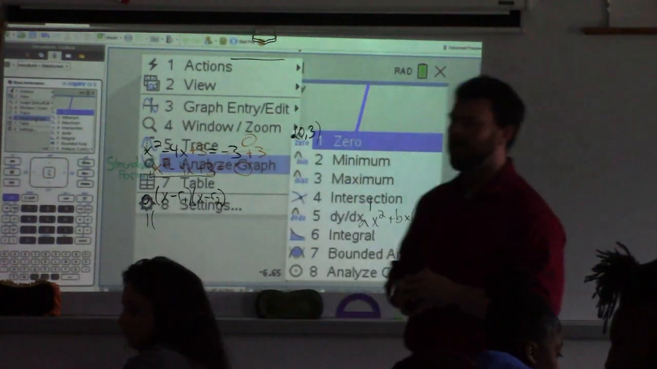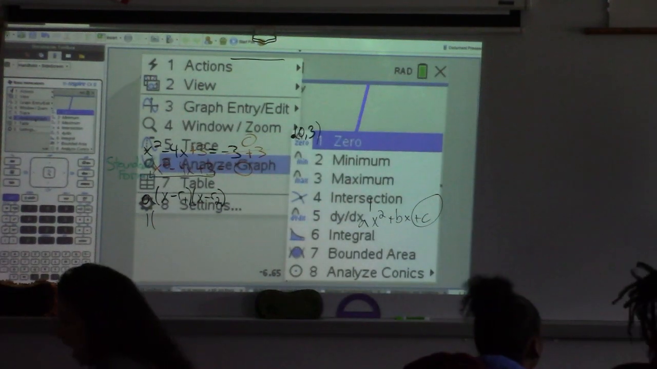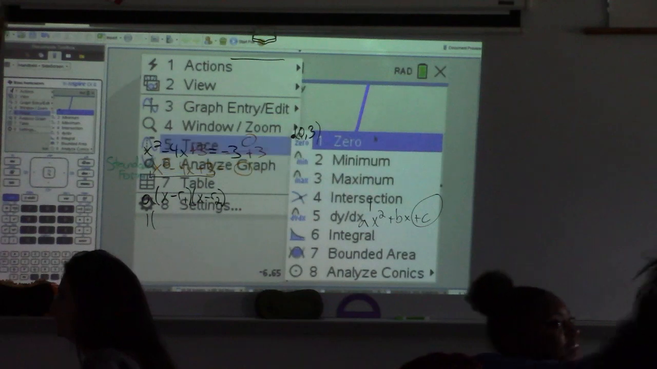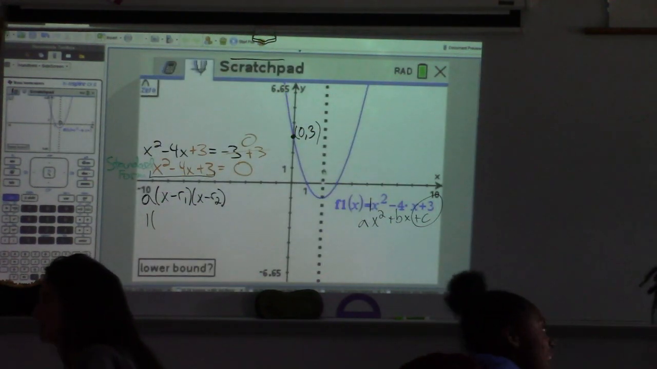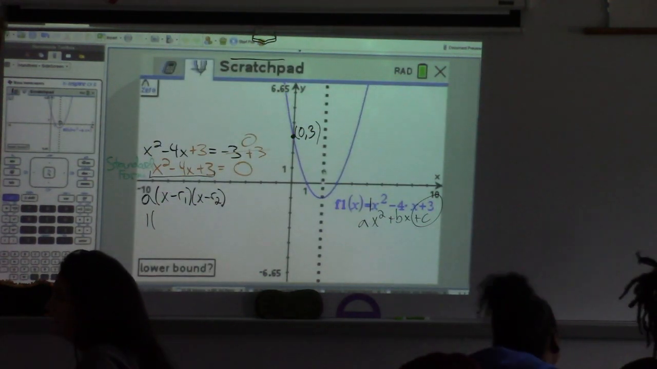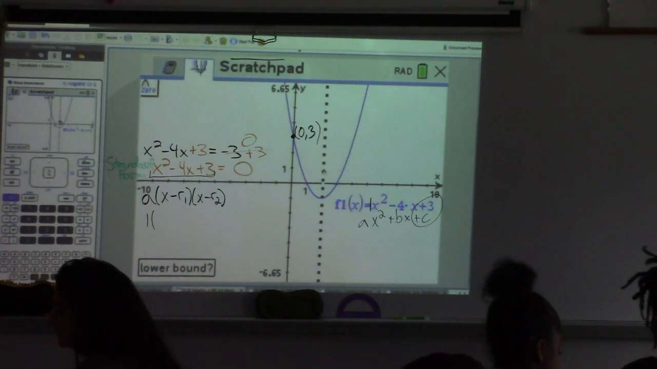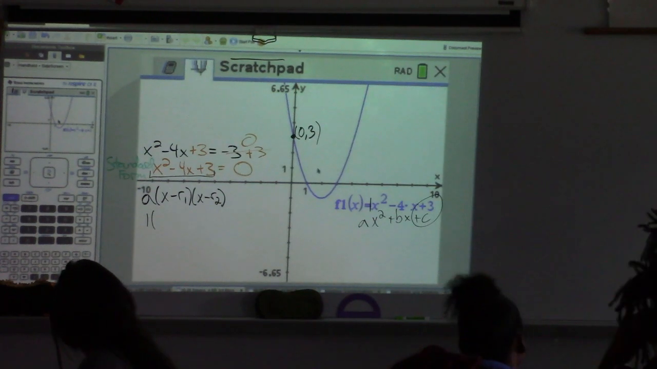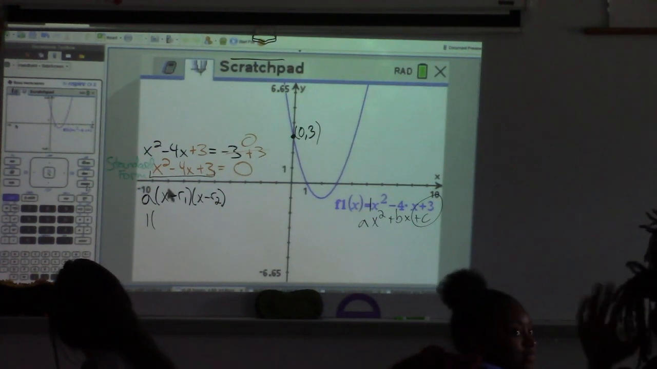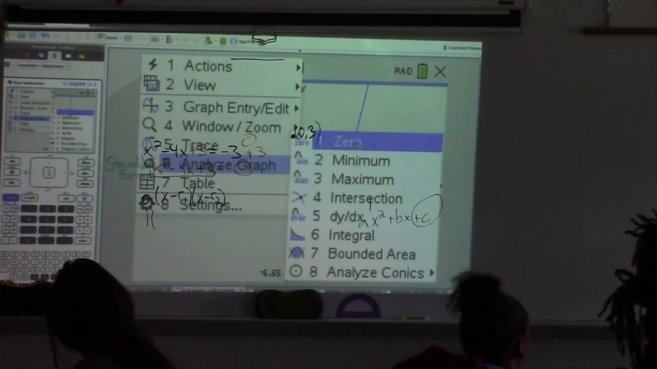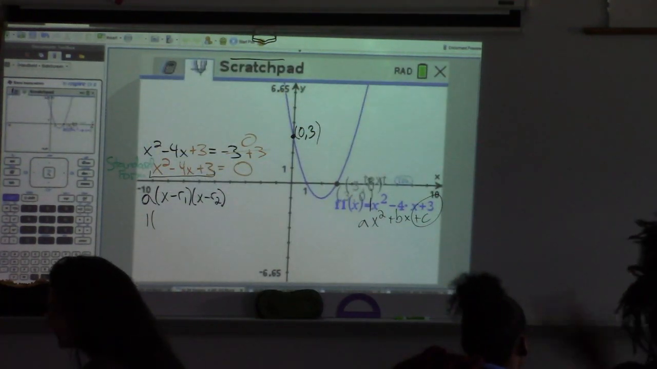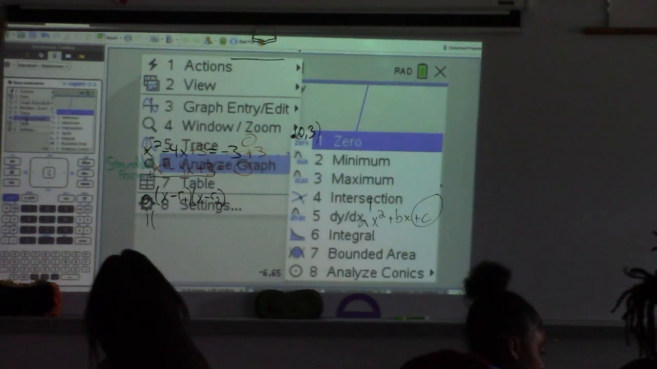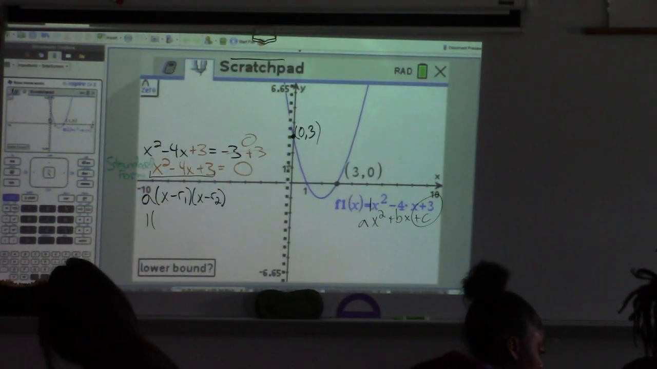I need everyone to have their head up. Remember, we're not trying to find the vertex. We're trying to find the roots. So, we did the lower bound and then the upper bound to get the x-intercepts already. If you're struggling with this, let me know later. Menu, analyze, 0. So in case you didn't already know, what's one x-intercept? 3. 3 is the one I have right now.